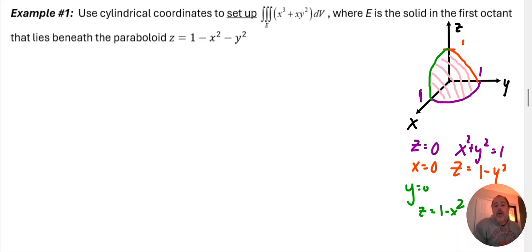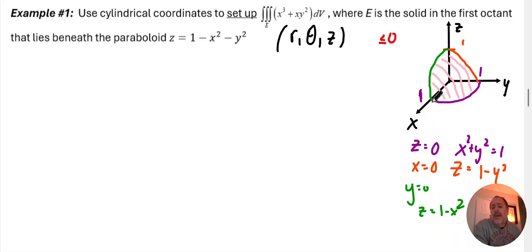So the first thing we're going to look at is that when we're looking at polars, cylindrical coordinates, we're going to do r, theta, and then z. These are going to be the three integrals that we're going to set up in this particular problem. So the first thing we'll do is start talking about theta. What is my range for theta?